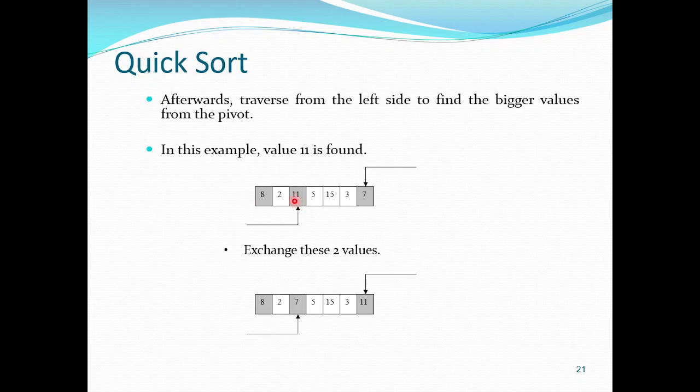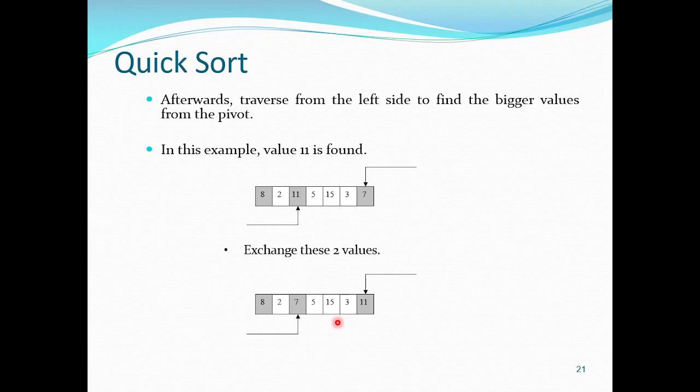So now check with the right pointer. Is 7 less than 8? Yes, that means we need to move 7 to the left. So we can swap 7 and 11 together. It will become like this. So now 7 is on the left side of the list, and 11 is on the right side of the list. So it becomes almost similar to ascending order.